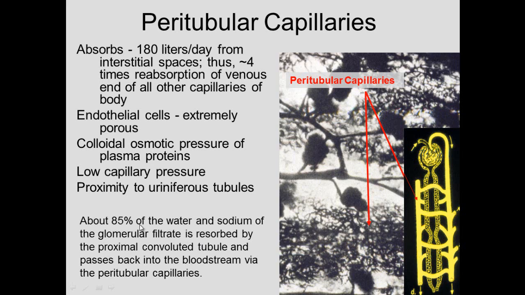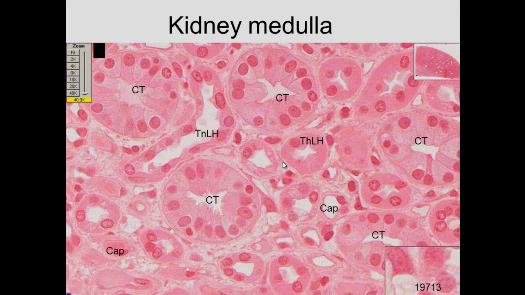About 85% of the water and sodium of the glomerular filtrate is reabsorbed by the proximal tubule. So the bulk of this 180 liters never gets to the medulla. It's already absorbed from the proximal tubule. And from the distal tubule, you have a collecting tubule.